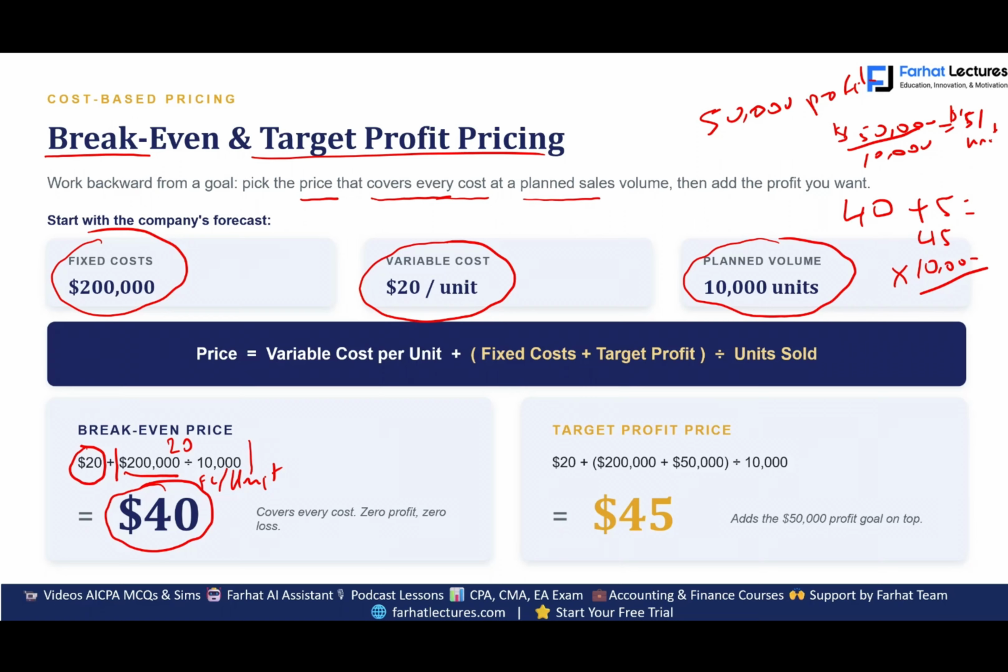So this is how we work with break-even and target profit pricing. First, we find the break-even. Then we said we want to make a profit of $50,000. That's our target profit. We can add any target profit. Then we work backward, adding the additional profit to end up with that $50,000 profit.